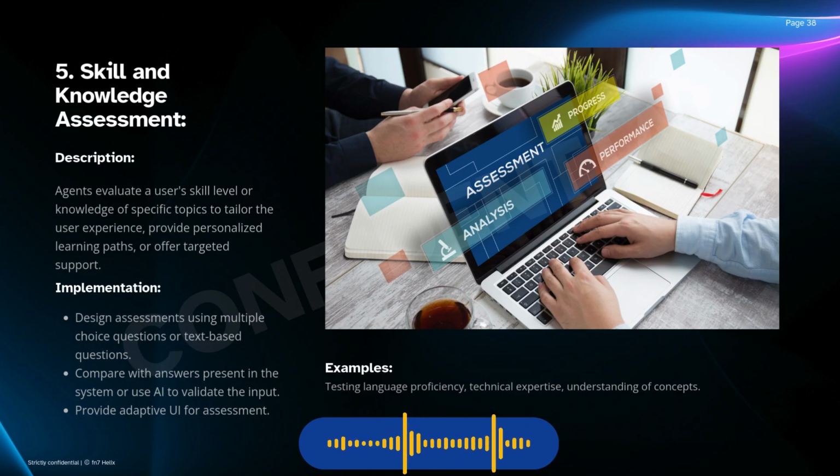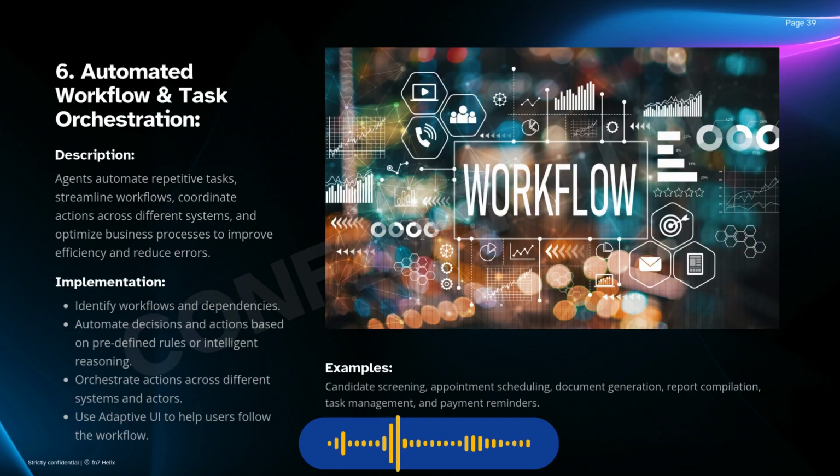All right, so far we've got personalized recommendation and discovery, dynamic content generation, intelligent data analysis and predictive insights, interactive assistance and guided support, and skill and knowledge assessment. That's a lot of patterns. It is. What's next? All right, number 6 is automated workflow and task orchestration.